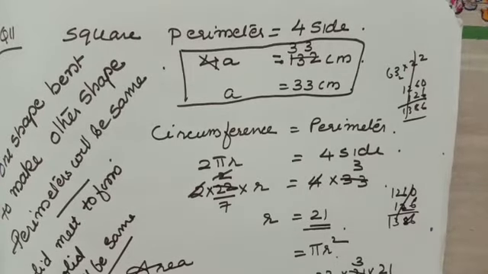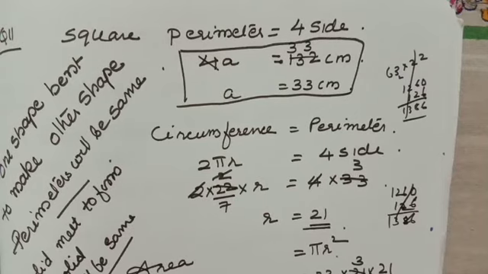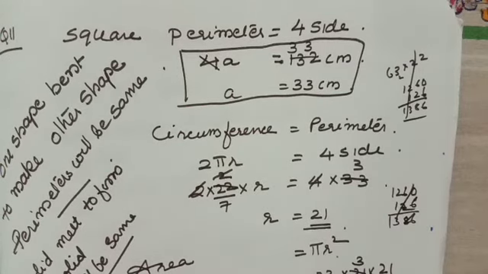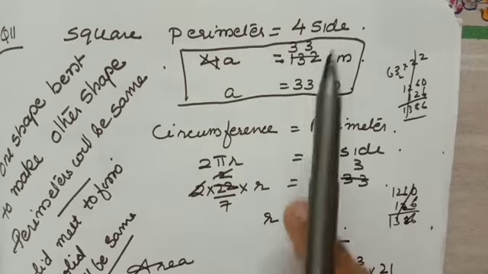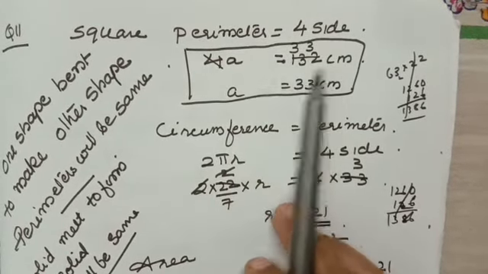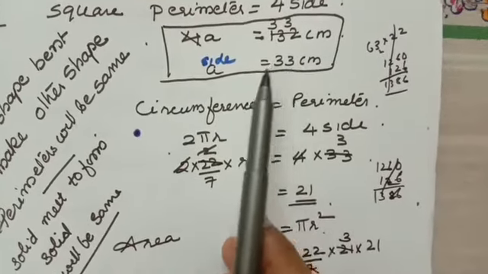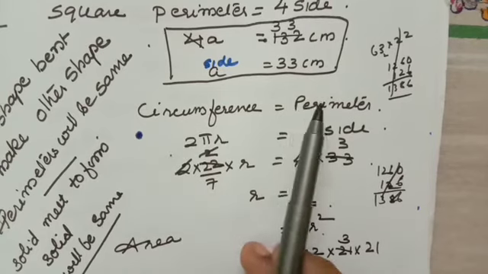Question number 11. A square metallic frame has a perimeter of 132 centimeter. It is bent in the shape of a circle. Find the area of the circle. Square metallic frame has a perimeter of 132. Square perimeter is 4 into side. 4 into side is 132. Then cut off, you will get side equal to 33 centimeter. Now circumference equal to perimeter.